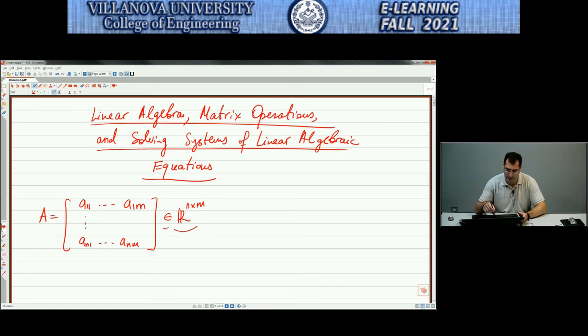For simplicity, I'm going to use this notation to save myself the words, instead of saying matrix A has n rows and m columns. I'll just say this. And I will specify what that means. So A has n rows and m columns.